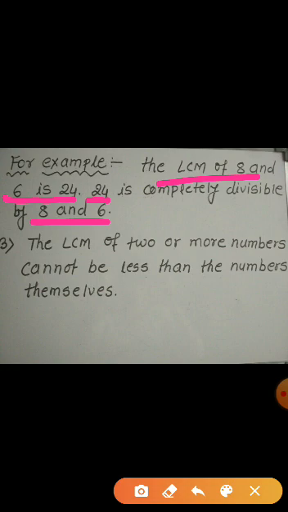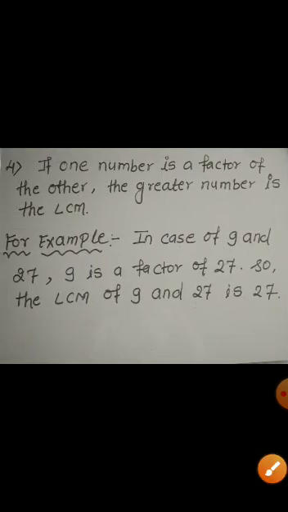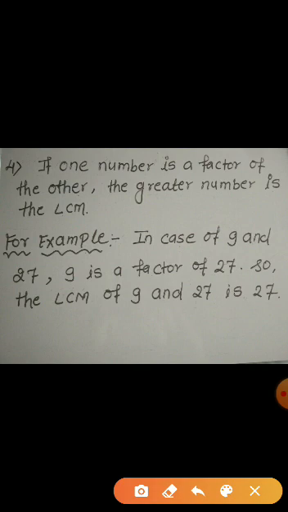Now third property is the LCM of two or more numbers cannot be less than the numbers themselves. Yes, it's very true. The LCM of two numbers is never less than the numbers themselves. Now come to the fourth property. If one number is a factor of the other, the greater number is the LCM.